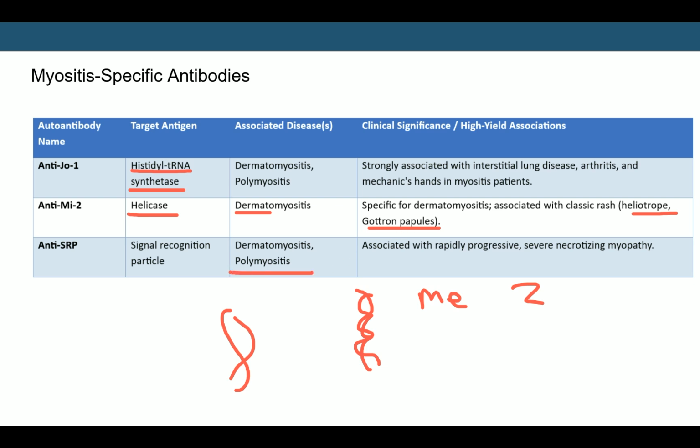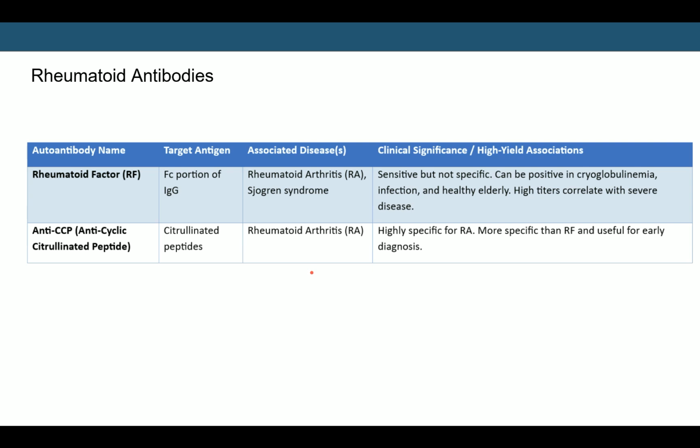If you see no skin findings, then it's only limited to the muscles, and this is going to be polymyositis. For the rheumatoid antibodies, we have the first one, which is also sensitive but not specific, which is the rheumatoid factor. It's kind of like the ANA, the anti-nuclear antibody, which was positive in SLE but also positive in some other diseases. The target antigen here is the Fc portion of the IgG. It's associated with rheumatoid arthritis, and sometimes with Sjogren's syndrome.